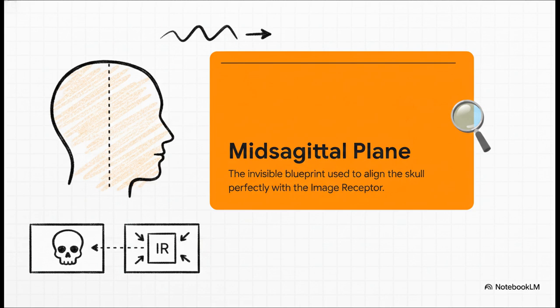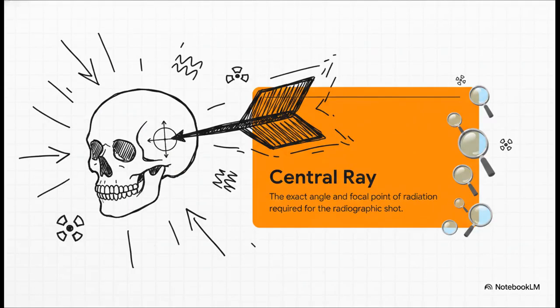In cranial imaging, perfectly aligning this mid-sagittal plane with the image receptor, or the IR, that is step number 1. I mean, this alignment is absolutely crucial before you even think about bringing radiation into play. And hey, speaking of radiation, that brings us to the central ray, or CR. The central ray is the exact angle and focal point of the X-ray beam itself. Understanding exactly where and how this ray enters the skull, that is the key to mastering every single protocol we're going to look at today.